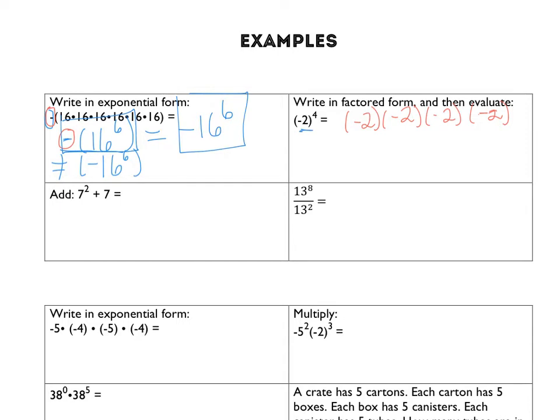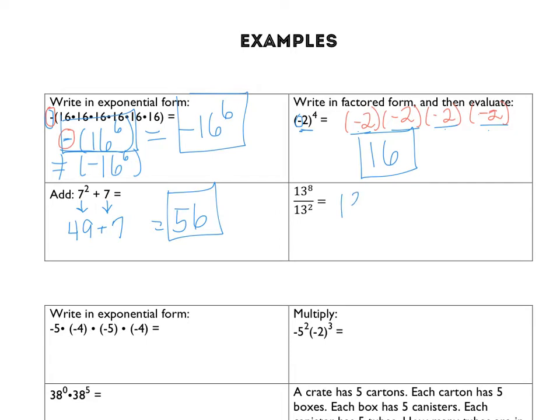On this one right here, negative 2 to the 4th power, the negative is inside of the parentheses, so we keep it inside, and that is being multiplied by itself 4 times. So if we count our negatives, we have 1, 2, 3, 4 negatives, which make a positive because it's an even number, and 2 to the 4th power is 16. 7 to the 2nd power is 49. Plus 7 is going to give us 56.